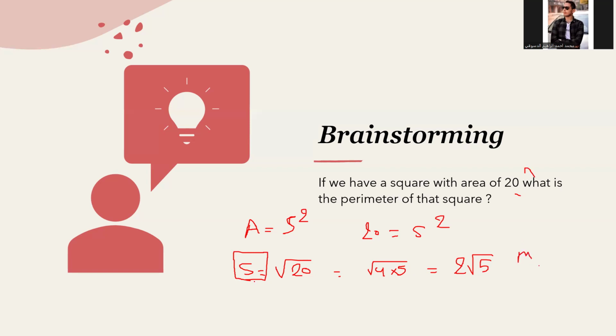So now I have the side, I can get the perimeter. So the perimeter of the same square is 4 times side. By using the formula of the perimeter of the square, which is 4 times side, it's 4 times 2 root 5. That means the perimeter is 8 root 5 meter.